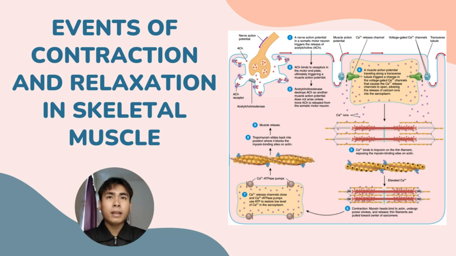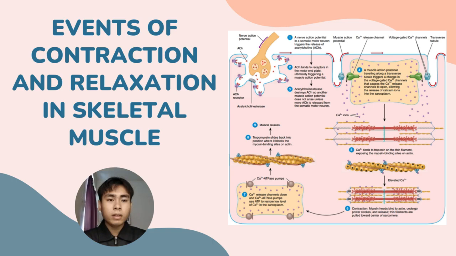At the muscle there is also acetylcholinesterase, which is the enzyme that destroys the ACh to prevent further muscle action potentials, unless there is a lot of ACh to stimulate more of them. When the muscle action potential is triggered, it travels to the voltage-gated calcium ion channels, where it triggers these channels to allow calcium ions to be released into the sarcoplasm.